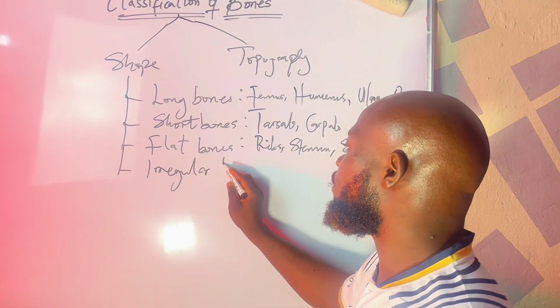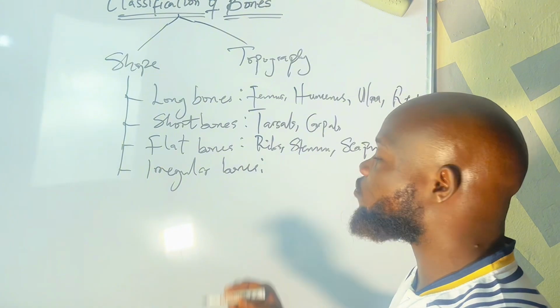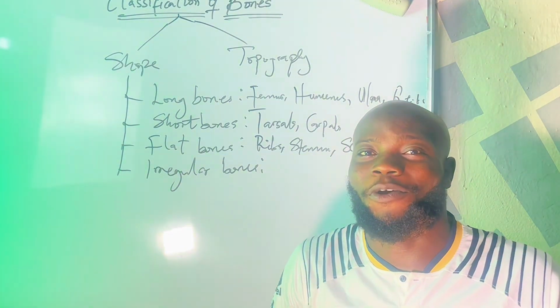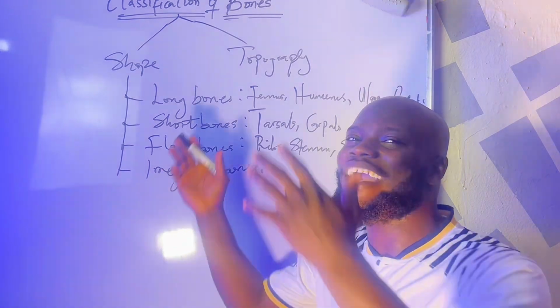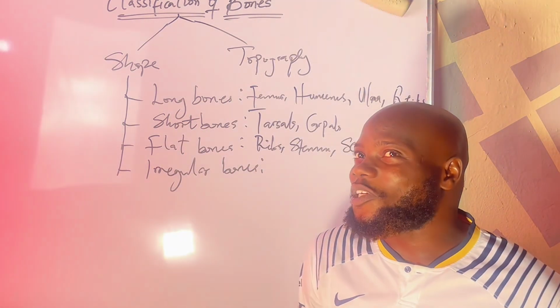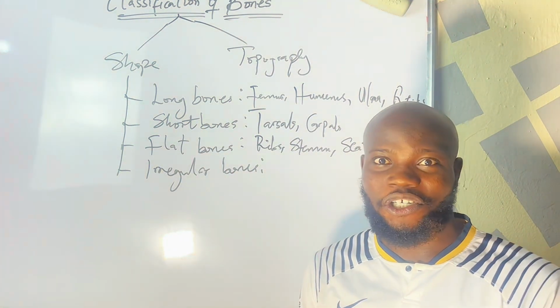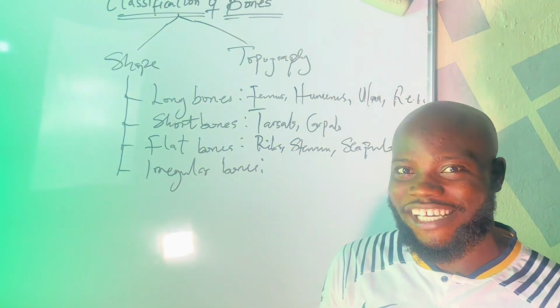Then the fourth one, we have irregular bones. Irregular bones means bones that you can't really classify into any of these shapes. You can't say they are long, you cannot say they are short, you can't say they are flat in nature.